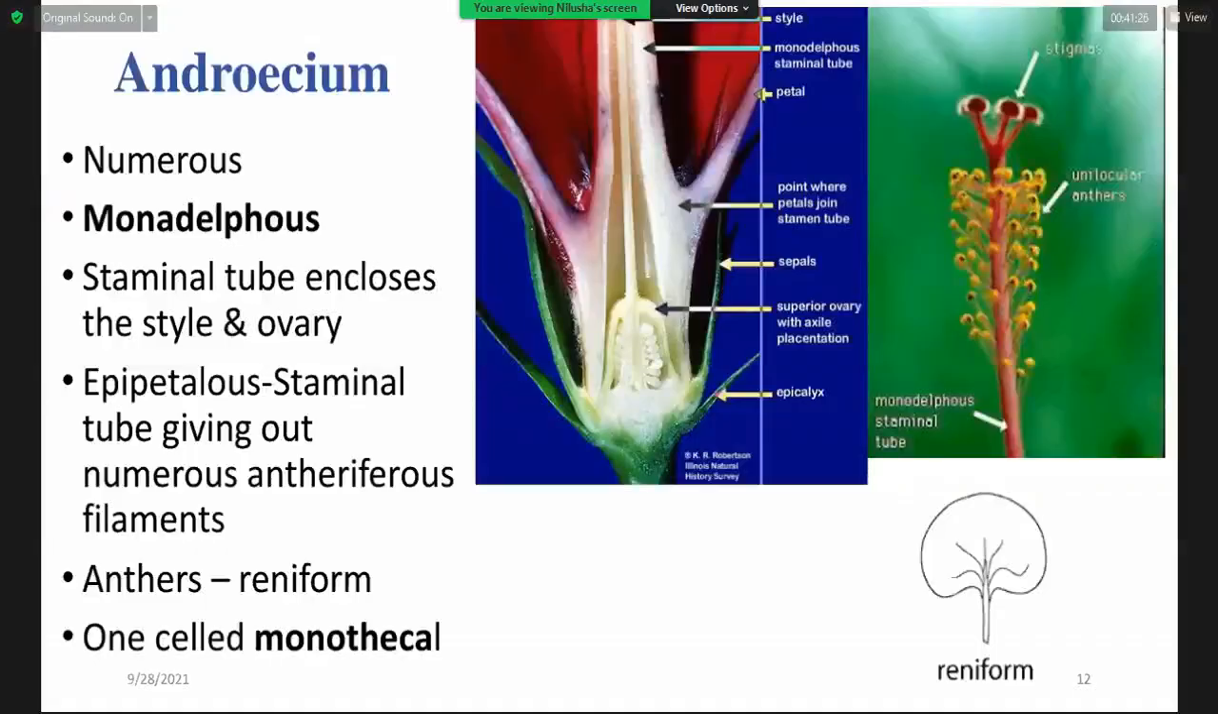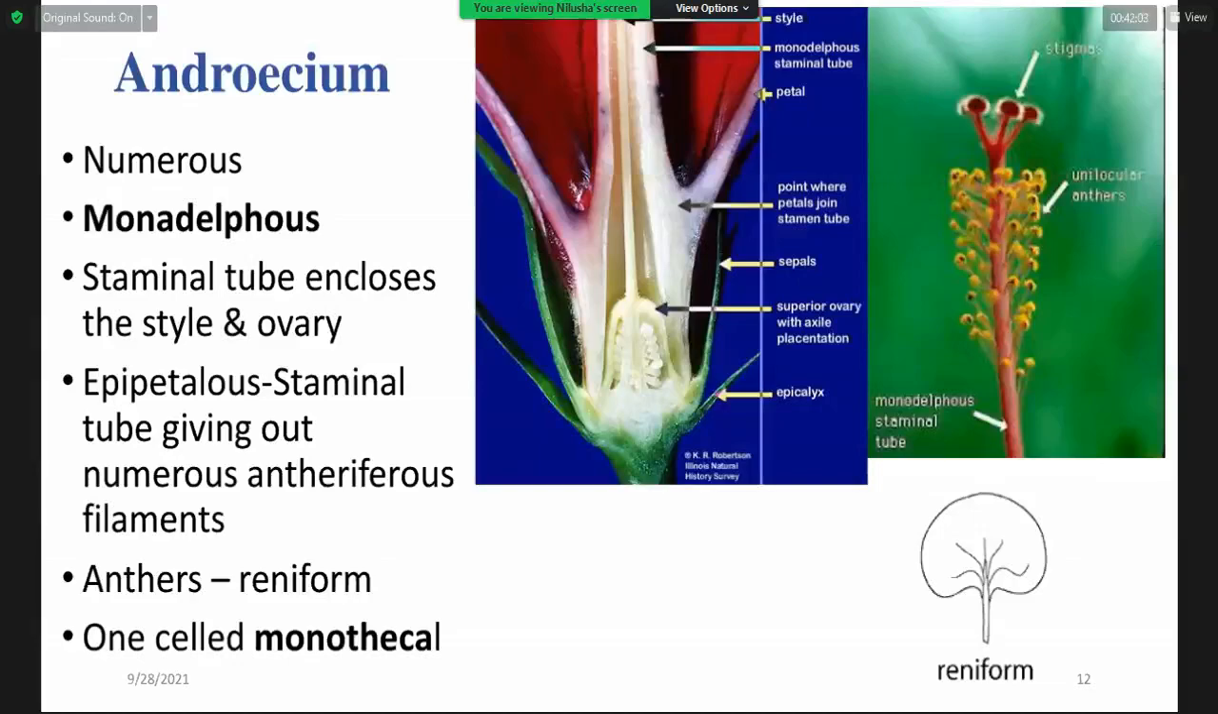Now we are going to see about the androecium. Androecium is the male reproductive part of the flower. It has stamens. A stamen consists of an anther and a filament. In the Malvaceae family, there are numerous stamens in the androecium. In this picture, you can see so many anthers on the staminal tube.